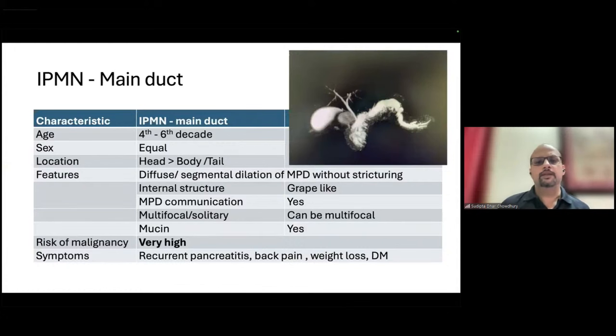Now, main duct IPMN usually occurs in the 4th to 6th decades, and they have equal sex predominance. These lesions are seen predominantly in the head of the pancreas. Now, the most interesting is that you can see a diffuse or a segmental dilatation of the MPD. But most importantly, there is no stricturing. So if you see a segmental dilatation of the main pancreatic duct or diffuse dilatation of the main pancreatic duct without an obstructing calcification or stricture, please consider IPMN.